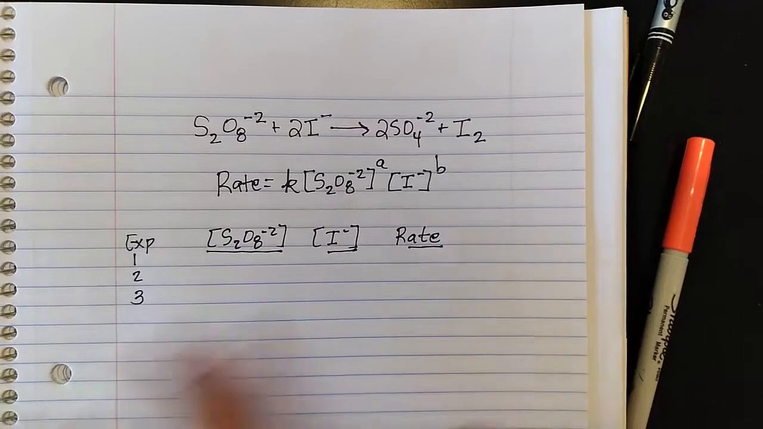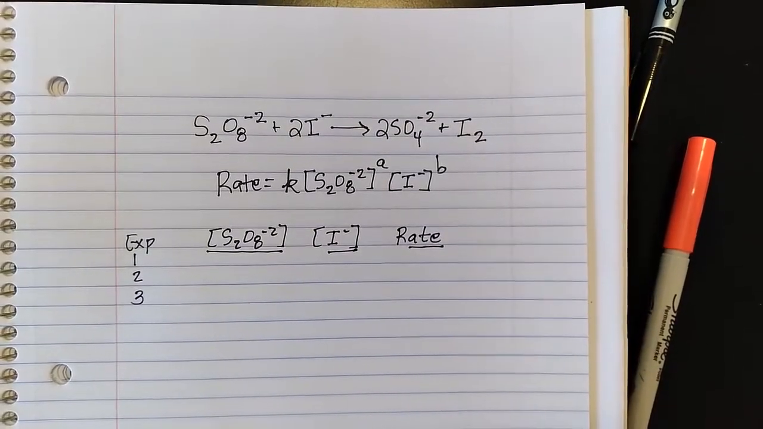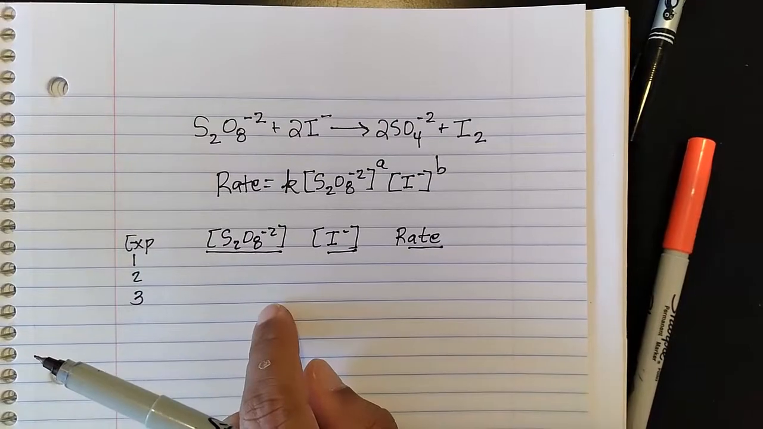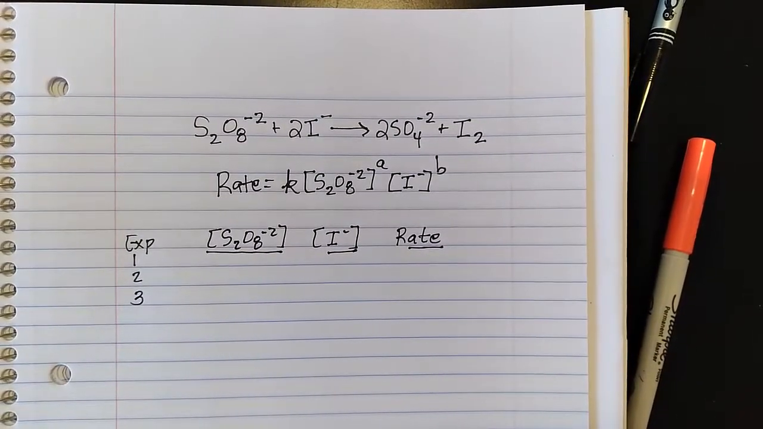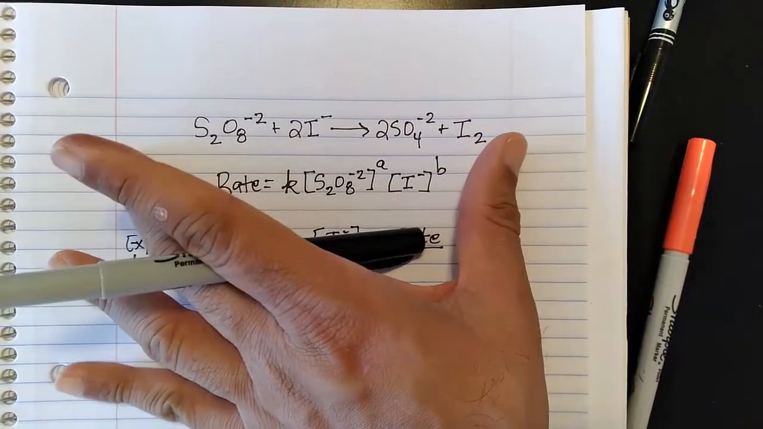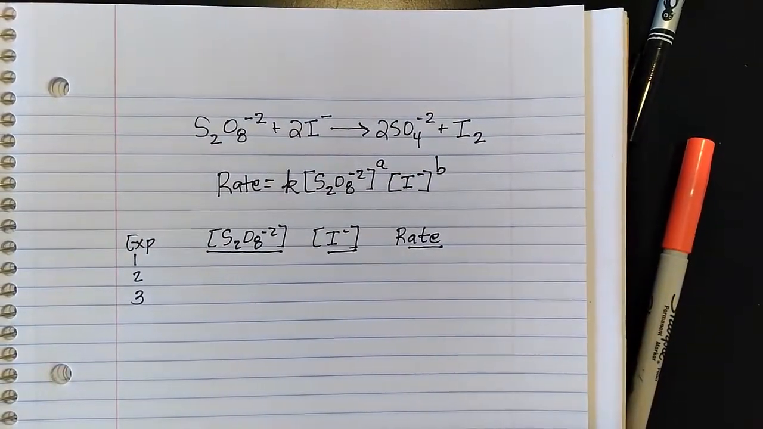Rates of reaction. We're going to have to construct a data table with the concentrations of our reactants. So just to reiterate, what is our overall goal in this experiment? This is the reaction that we want to find the rate law of.